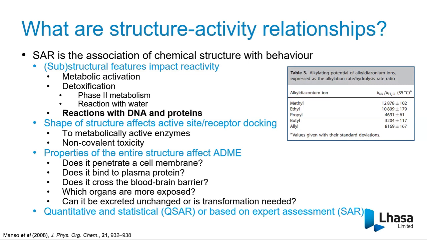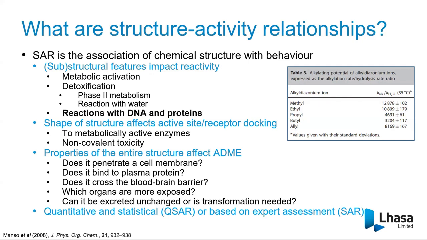And this table at right just gives you an idea of the effect of the alkylating potential for some fairly small structural changes, methyl, ethyl, propyl, butyl. You can also have SAR of the shape of the entire structure. This is more important when you're considering an active site binding system or binding to a receptor, and this for non-covalent toxicity, less relevant perhaps for nitrosamines.